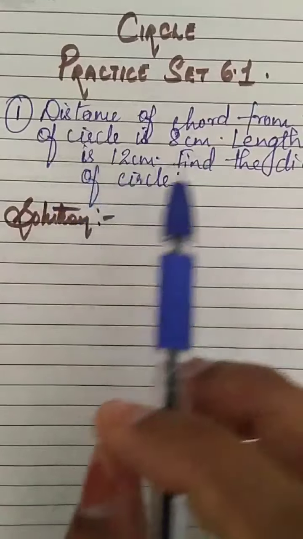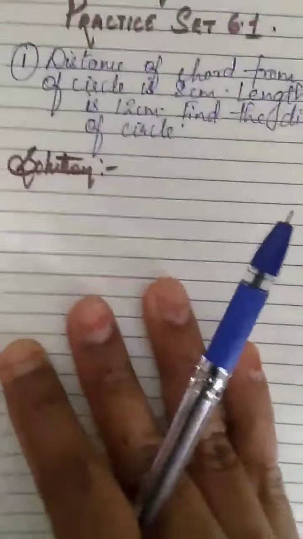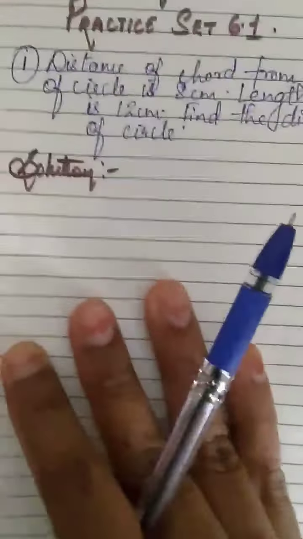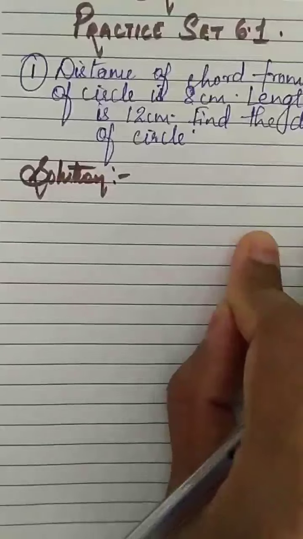Okay, the first question goes this way. Distance of chord from the center of circle is 8 centimeter. Length of chord is 12 centimeter. Find the diameter of the circle is the question.